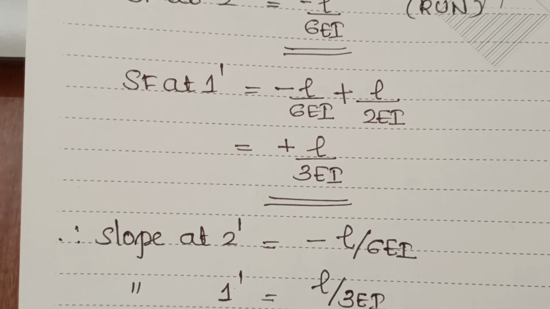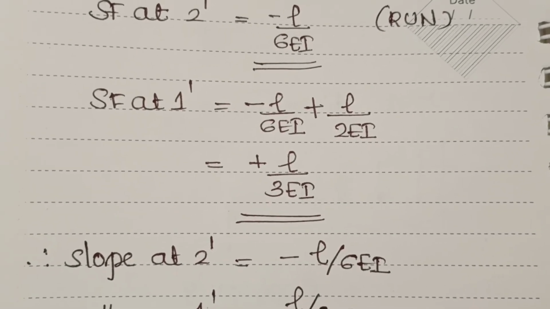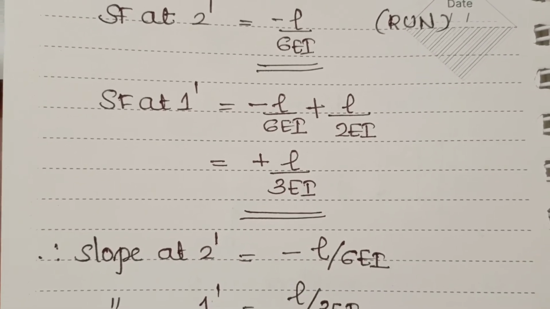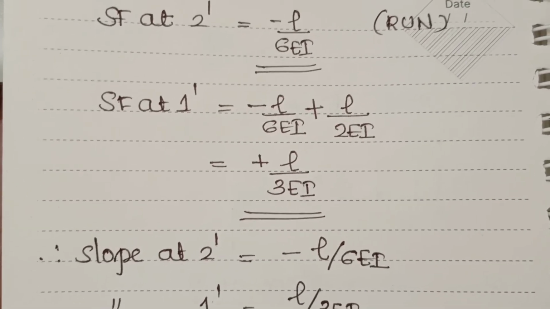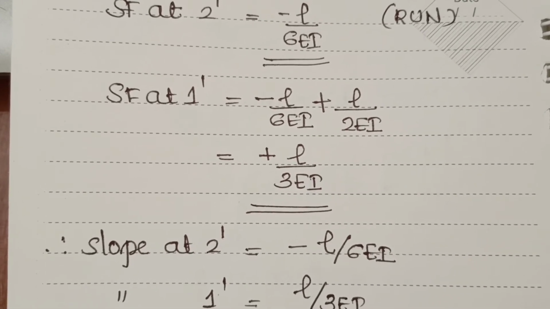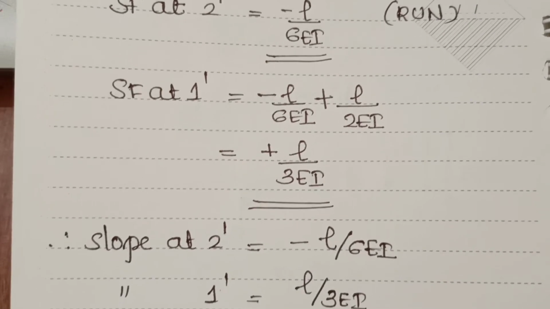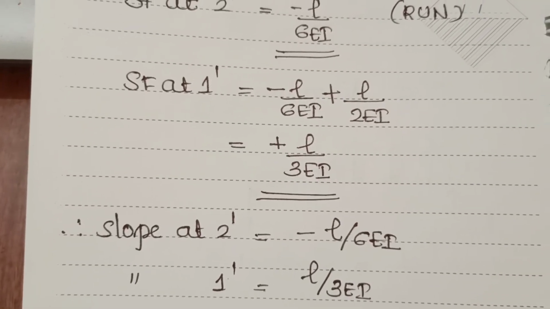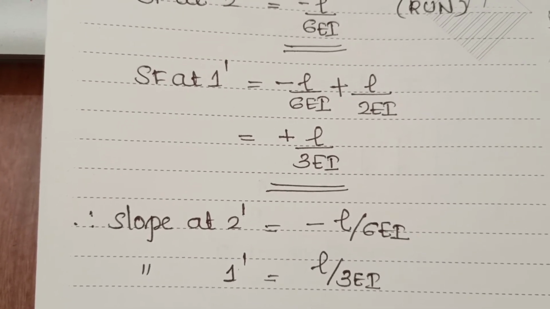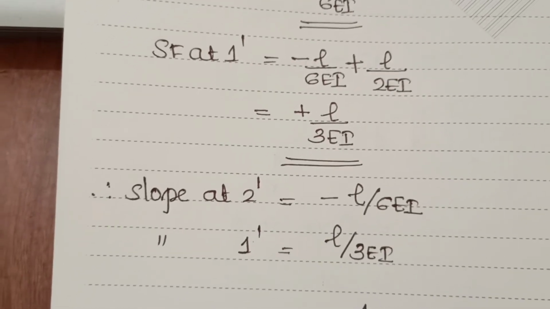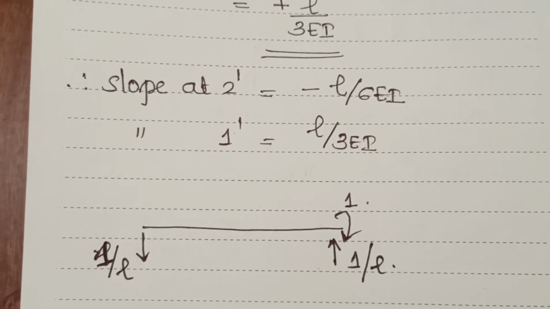Then shear force at 1 dash. Shear force at 1 dash will be minus of R2 plus loading, which is minus of L by 6 EI plus L by 3 EI. Hence, what we get is slope at 2 dash is equal to minus of L by 6 EI and slope at 1 dash for the real beam is L by 3 EI.